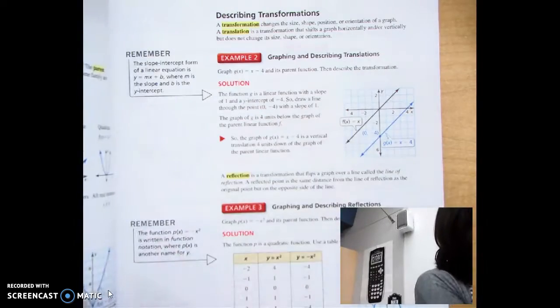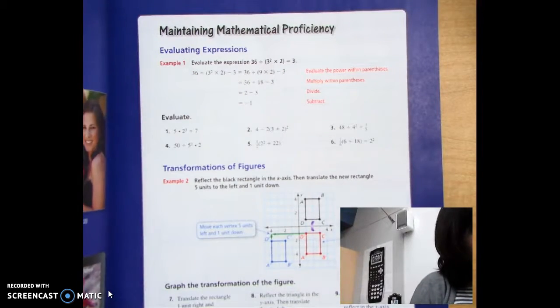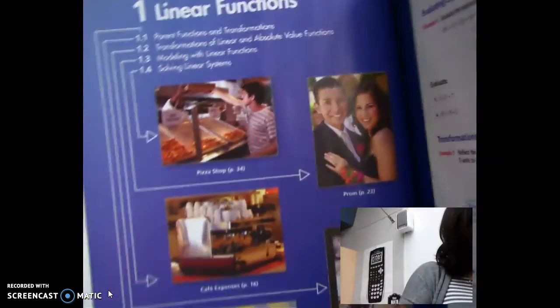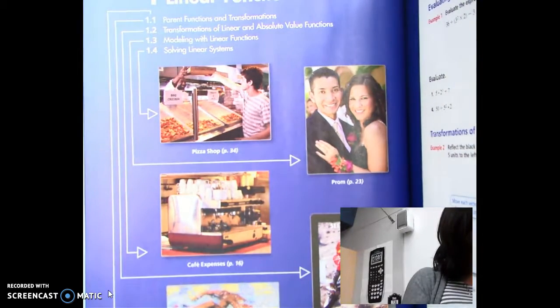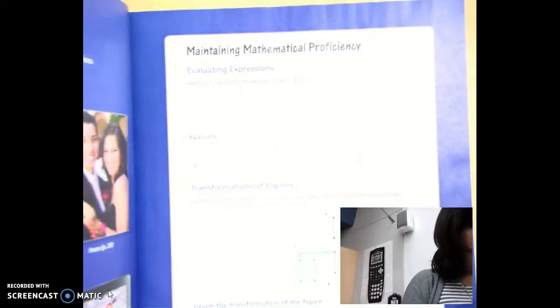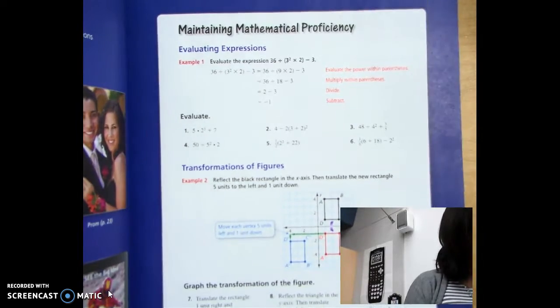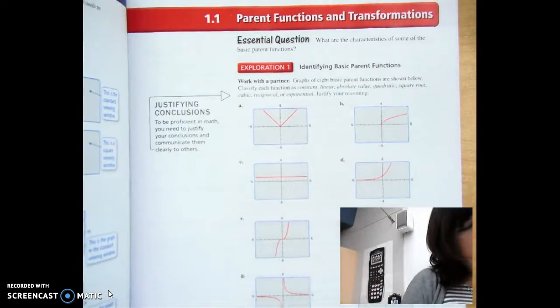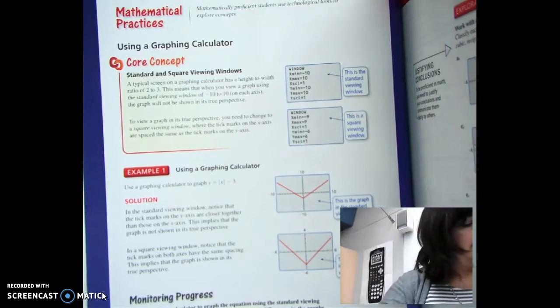And if we go to a particular chapter, so you can see what's at the beginning of that chapter, there's a how to use your math book that explains what all the features are at the very beginning. This page looks like it points to some real-world applications. This page is like a pre-assessment page. Some sort of a mathematical practices page. This one is kind of lame. Talk about using the graphing calculator.